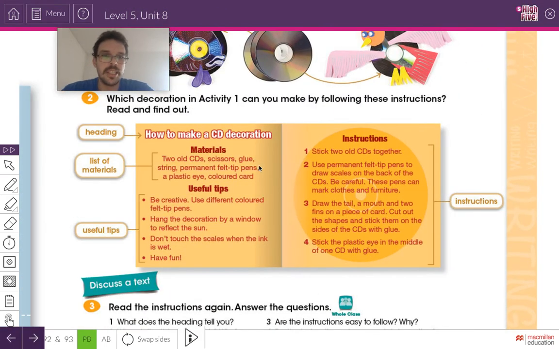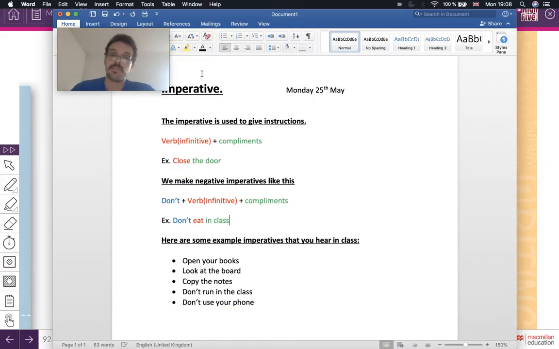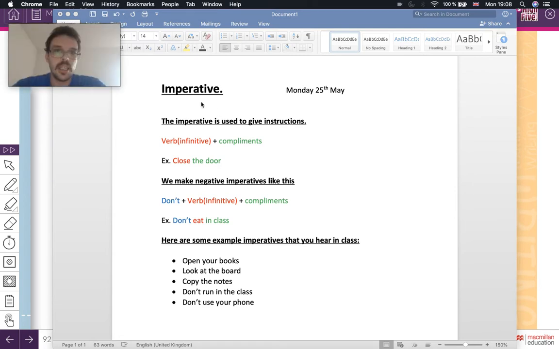Anyway, what we have here underneath are instructions again on how to make one of these decorations. Before we read the instructions, we're going to look at something called the imperative. So we're going to take out our notebooks now. Everybody take out your notebook, and the title today is imperative. The date today is Monday the 25th of May, so copy this into your notebooks. And you can copy all of these notes as we go through.